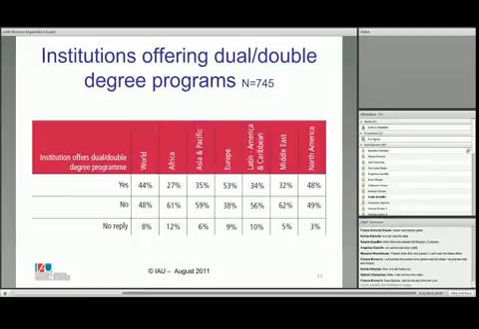worldwide, almost half the institutions indicate that they do offer such dual or double degree programs. This is actually a fairly big increase from the previous global survey that IAU undertook, and I think it demonstrates an activity that will see more growth as we go. You can see that by far it is European universities that are engaged in this work, but North American institutions are not that far behind. Latin America and the Caribbean are among the lower participants in this area.